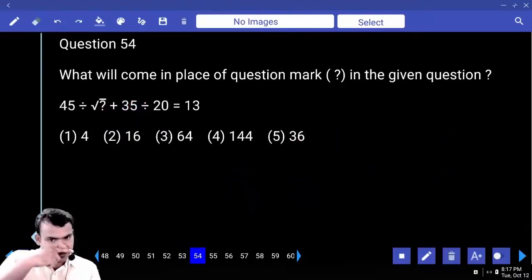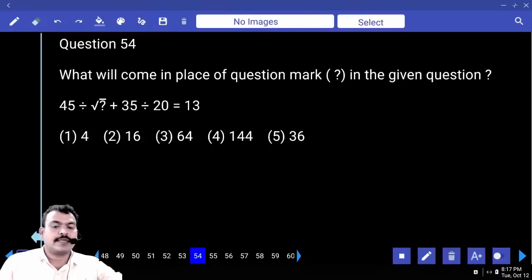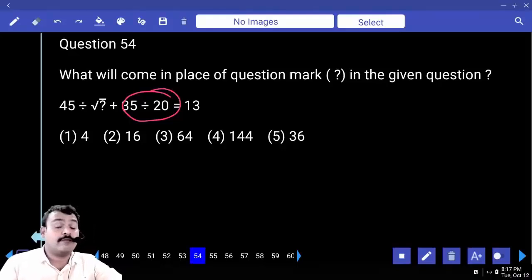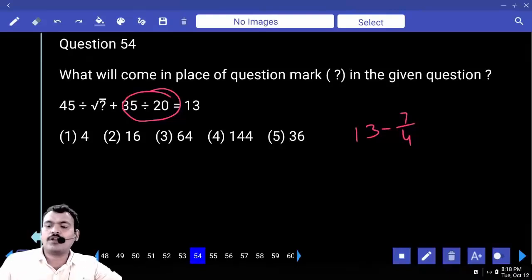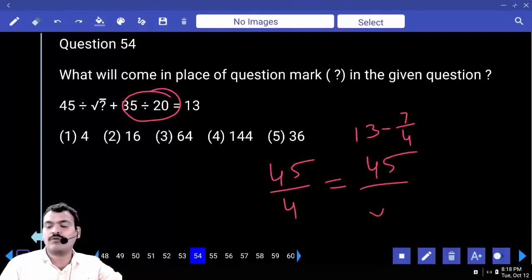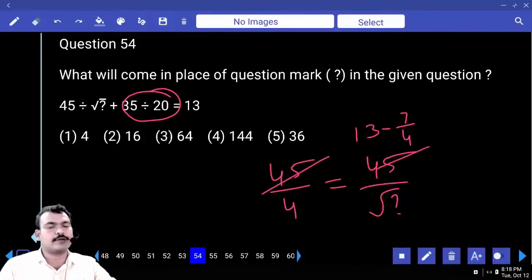Next, 54. What is the first priority? 35 by 20, or not? 35 by 20 means we write 7 by 4. Positive becomes negative, or not? Then I write 13 minus 7 by 4, or not? 4 into 13 is 52. Minus 7 is 45. It will be 45 by 4, or not? 45 by 4 is equal to 45 by under root of something, or not? Then on both sides 45 cancels, or not? Under root of something equal to 4 means something value is 4 square, or not? What is the 4 square? 16.